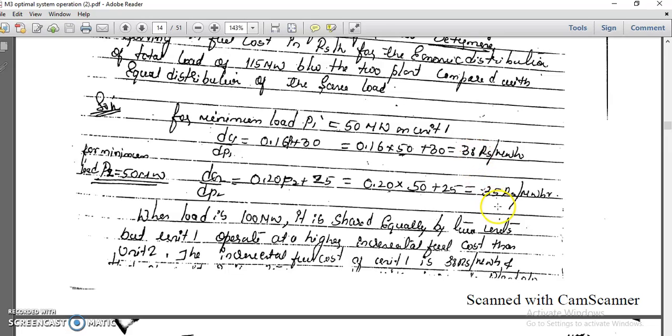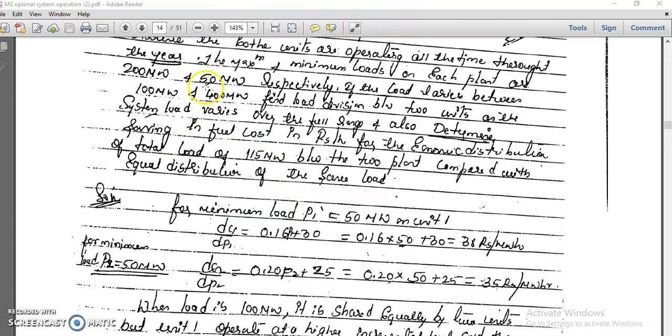38 rupees per megawatt hour, and that is 35 rupees per megawatt hour. So for the 2 plants, see what minimum value they have given in the problem: 50. First you substitute 50 on both sides, and again you substitute 200 on both sides. Take the 2 equations, and on both sides substitute 50-50 minimum.